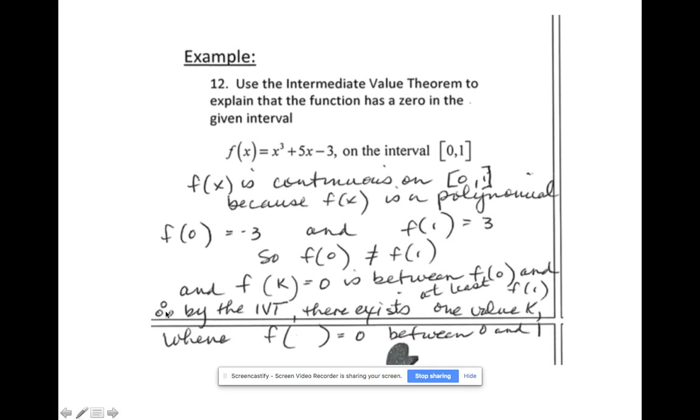So here comes the final culminating sentence. Therefore, by the intermediate value theorem, there exists at least one value k where f of k is equal to 0 between 0 and 1. I should have put a k in there. Don't know why it's empty. I think I must have whited something out and meant to go back to fill it in.